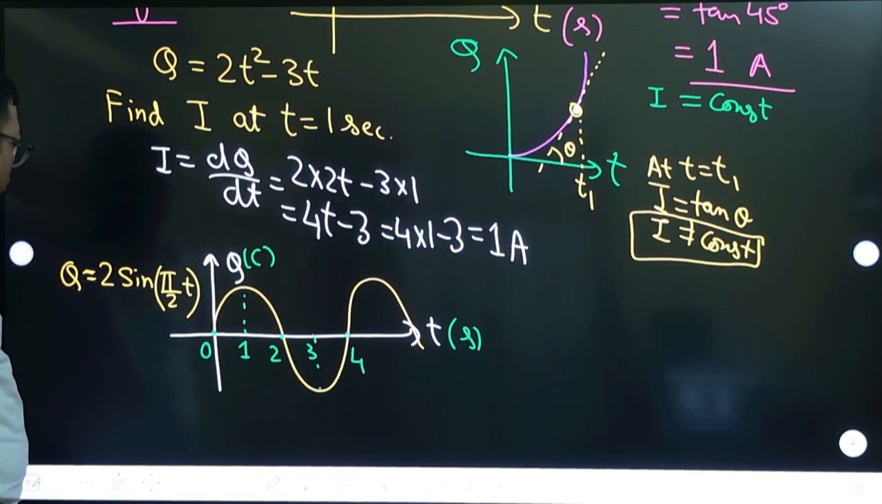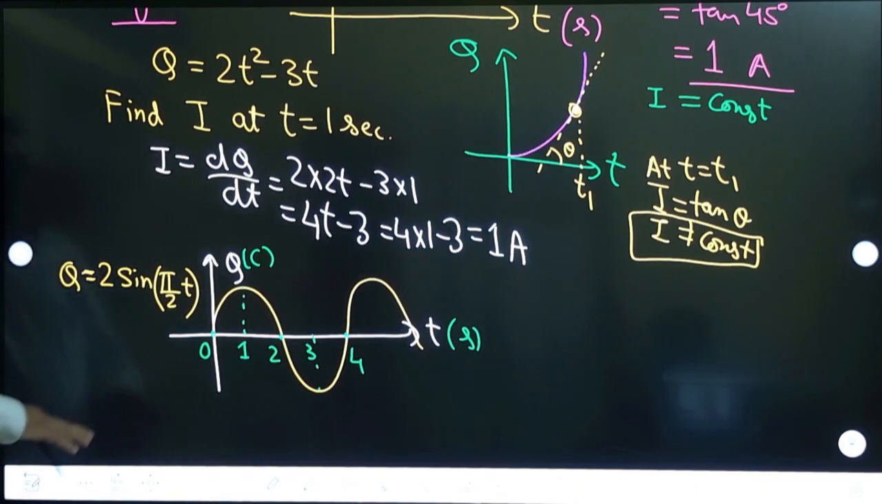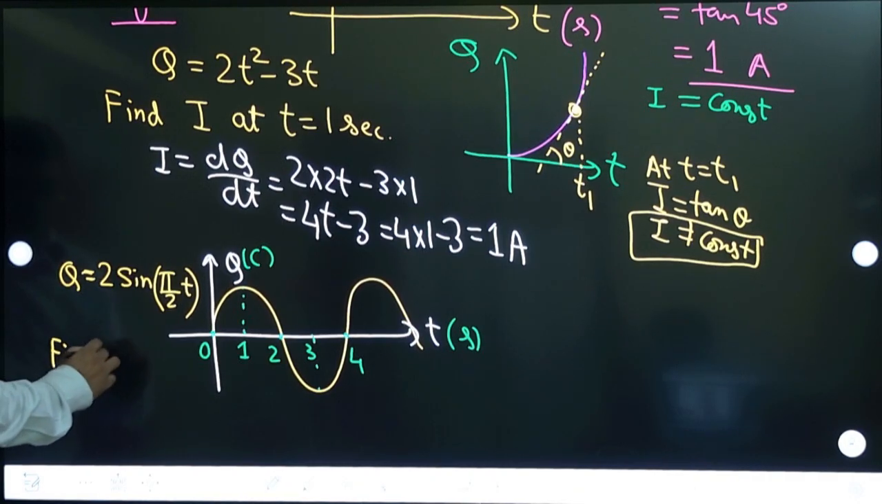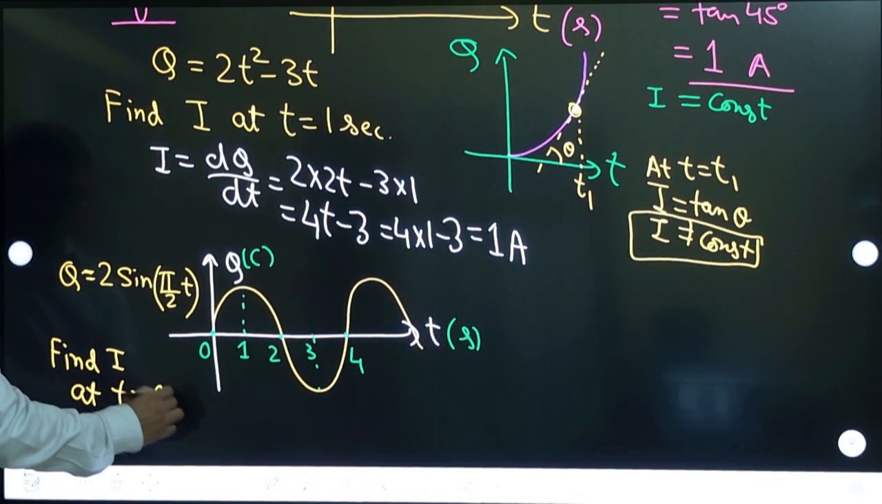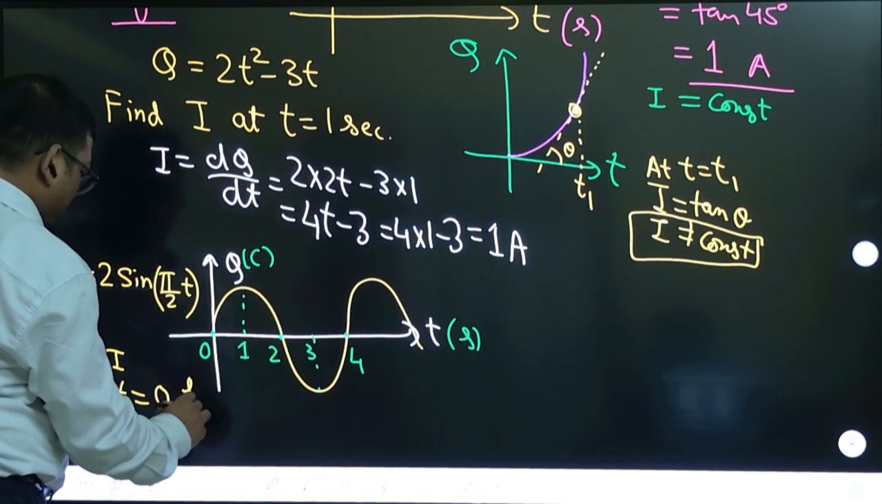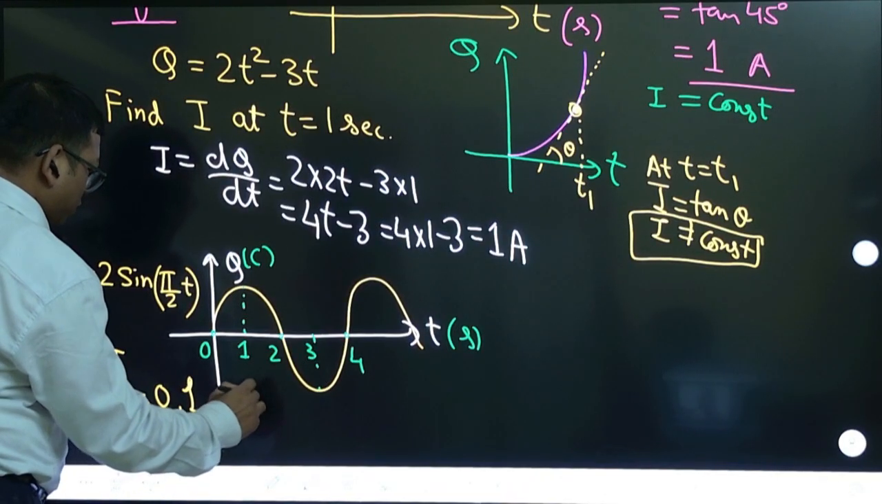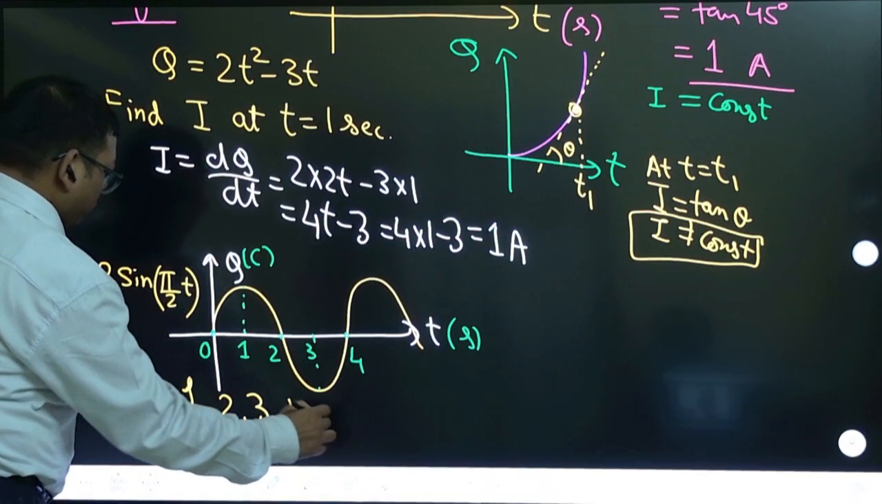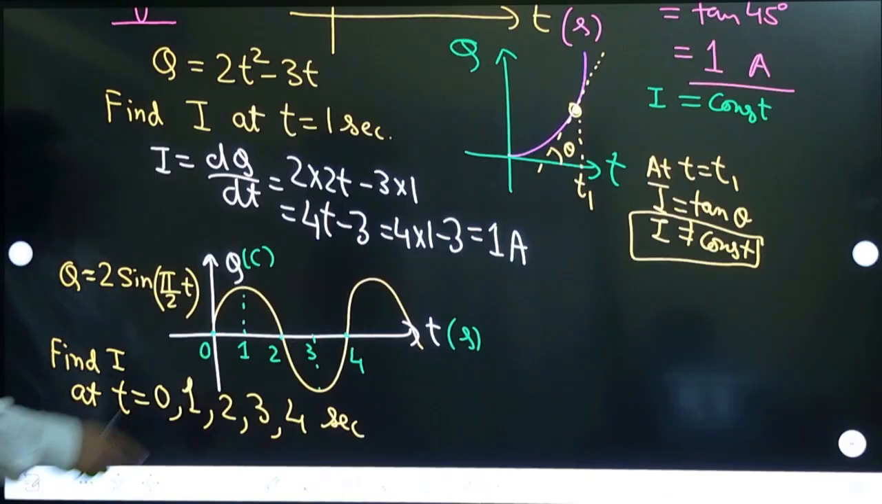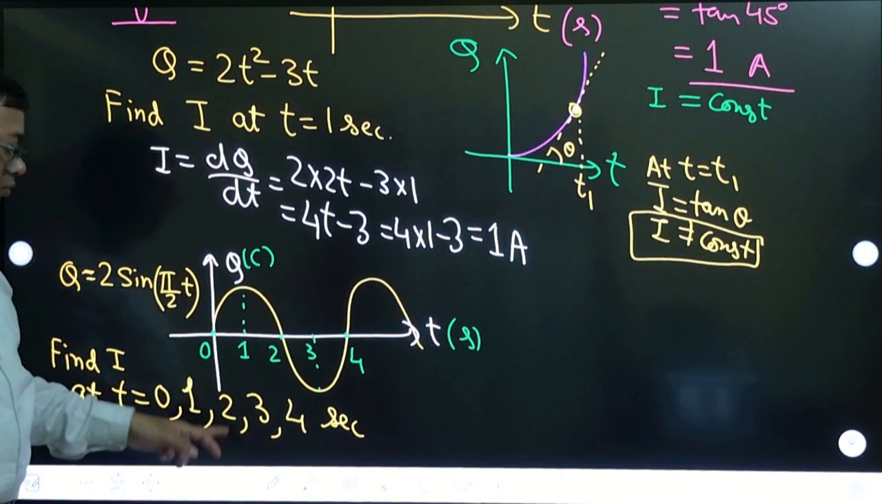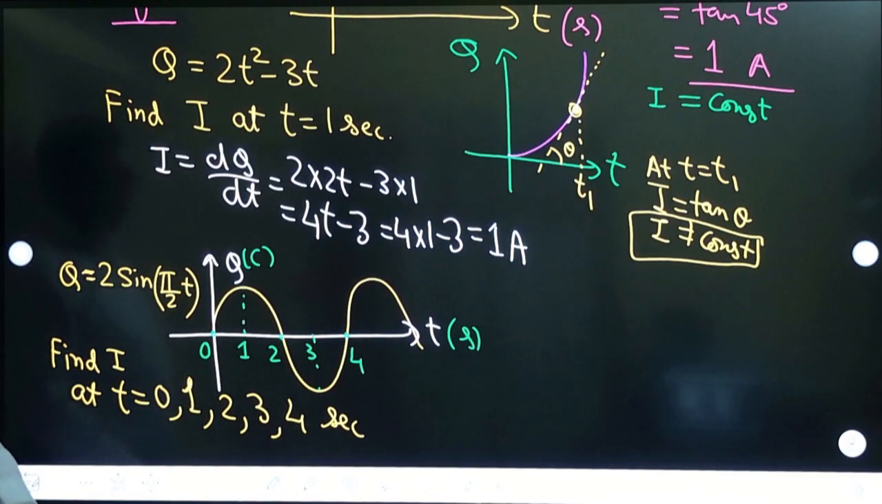Okay, this is the equation. Q is equal to 2 sine pi by 2 t. Now you calculate, find the current at time 0, 1, 2, 3, 4 second. There are different time instants 0, 1, 2, 3, 4. Calculate this.